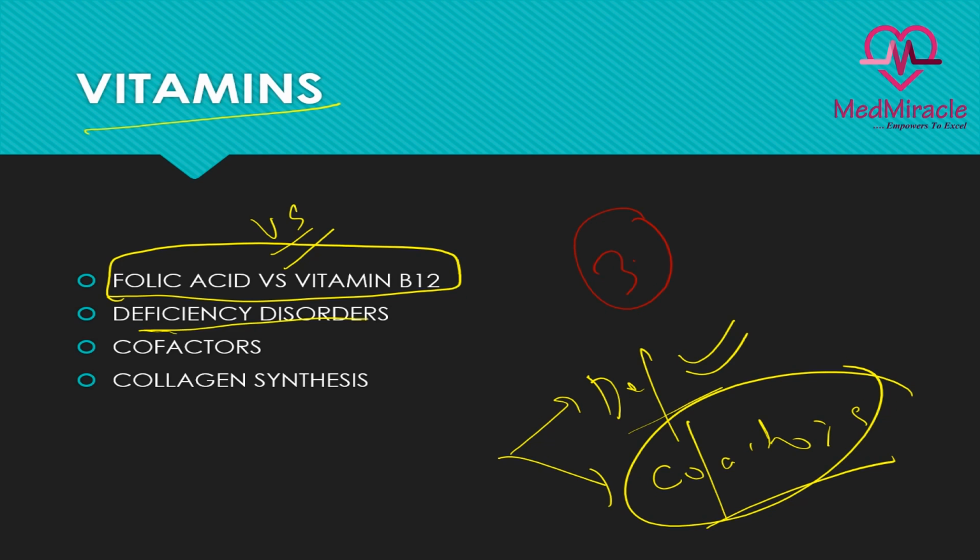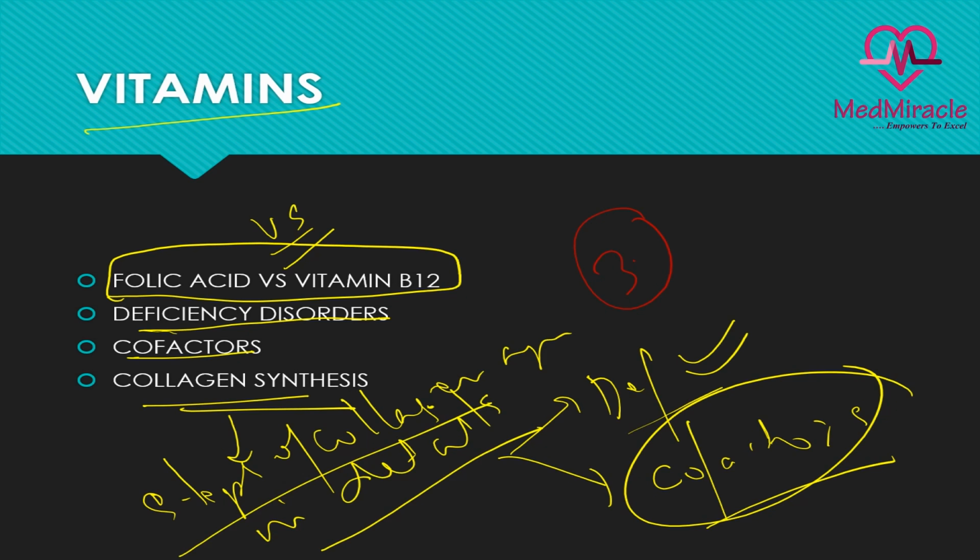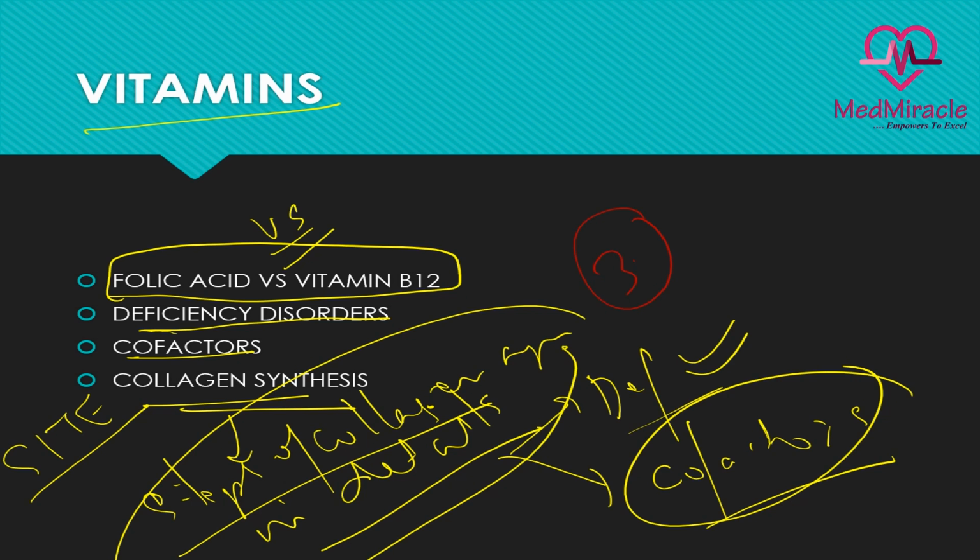So this one I talked about, this one I will be talking about, and the other one is collagen synthesis. You have to know steps of collagen synthesis in detail. Yeah, in detail you have to know the steps. So whenever you are studying a pathway, you have to stress on first is site, second is major steps.